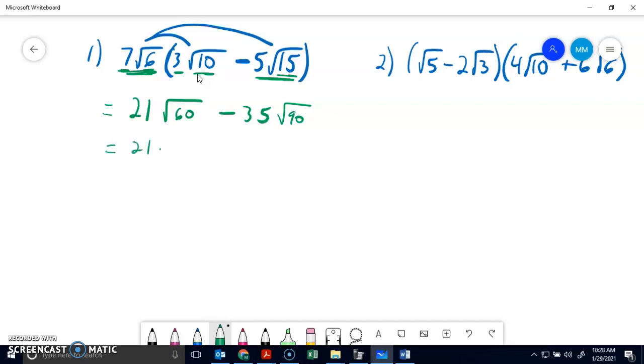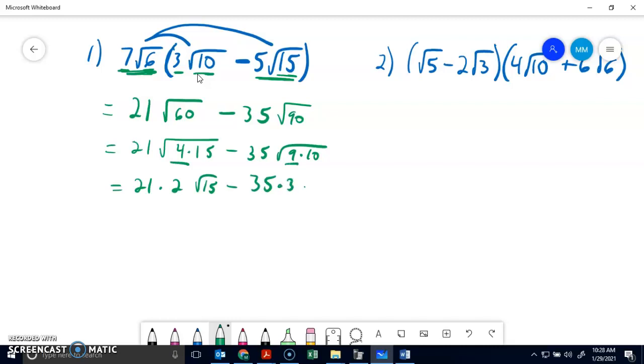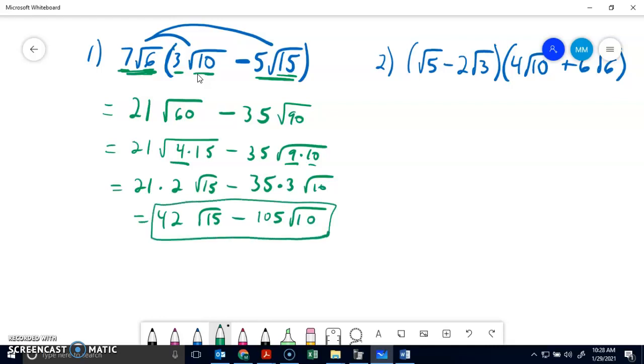So what I have then is 21, and the square root of 60 is 4 times 15. Square root of 90 is 9 times 10. So I have 21 times square root of 4, which becomes 2. 15 stays trapped inside. I have 35, square root of 9 is 3, and 10 stays trapped inside. So what I get is 42 square root of 15 minus 105 square root of 10. Now those are not like terms, so I can't add them together. That's my final answer.